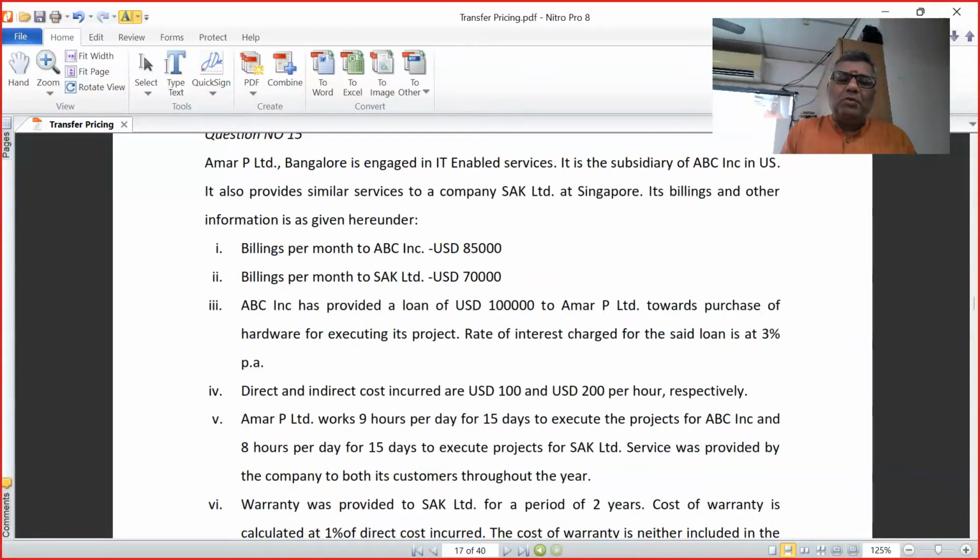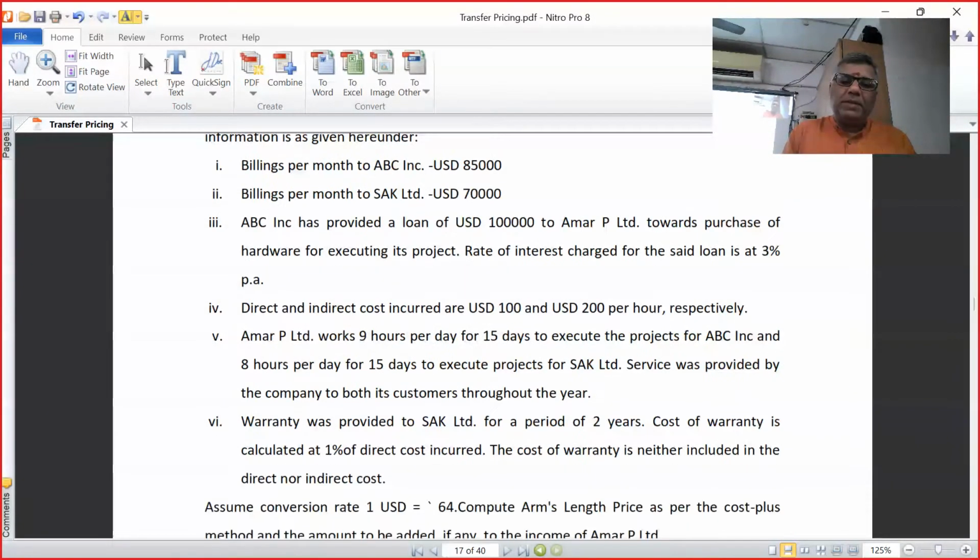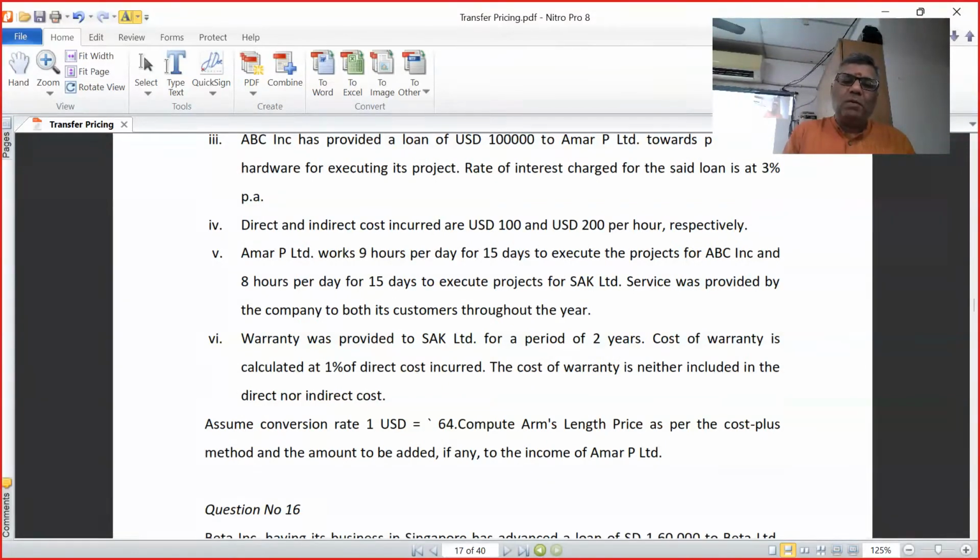Amar Private Limited works for 9 hours per day for 15 days to execute project for ABC Incorporation and 8 hours per day for 15 days to execute project of SAK. Services was provided by the company to both its customers throughout. Warranty provided to SAK for 2 years. Cost of warranty 1% of direct cost. The cost of warranty is neither included in direct nor indirect cost. Assuming conversion rate of 64, compute ALP as per cost plus method and the amount to be added.